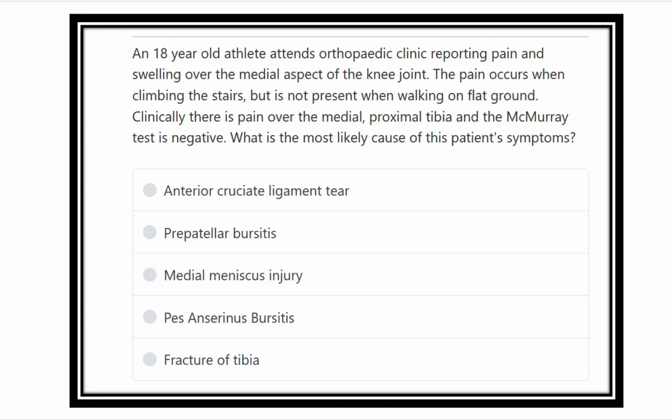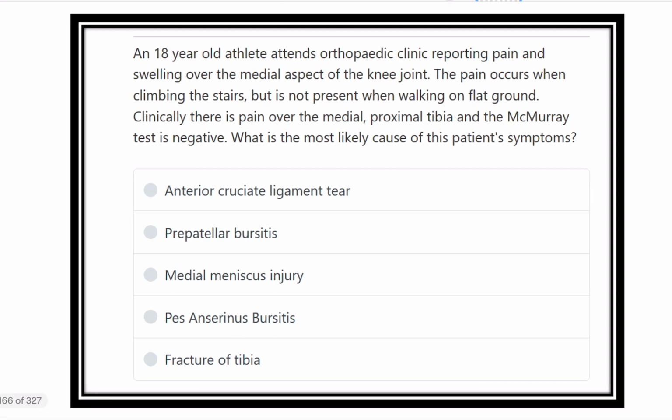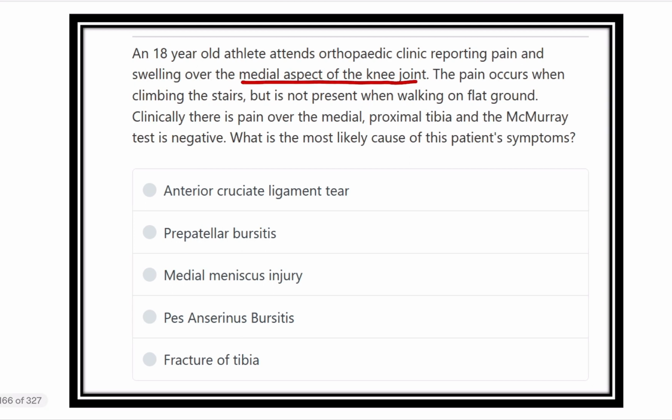An 18-year-old athlete attended an orthopedic clinic reporting pain and swelling over the medial aspect of the knee joint. So there is pain and swelling, that means there is an inflammation in the medial aspect of the knee joint. The pain occurs when climbing the stairs but is not present when walking on flat ground. Clinically, the pain is over the medial proximal tibia and the McMurray test is negative.